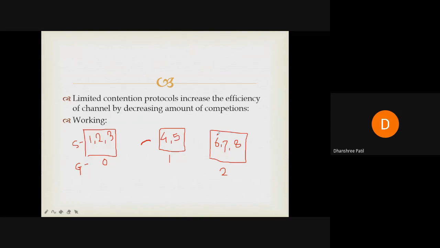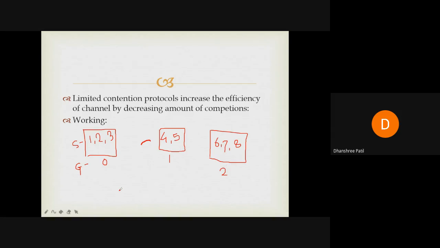Now how it works, just see here. Suppose there are 8 stations available: 1, 2, 3, 4, 5, 6, 7, 8. They all are trying to access only one channel. In the case of the limited contention protocol, all these stations are grouped randomly. Means there is no fixed criteria for how many stations will be in one group. So they are grouped randomly.